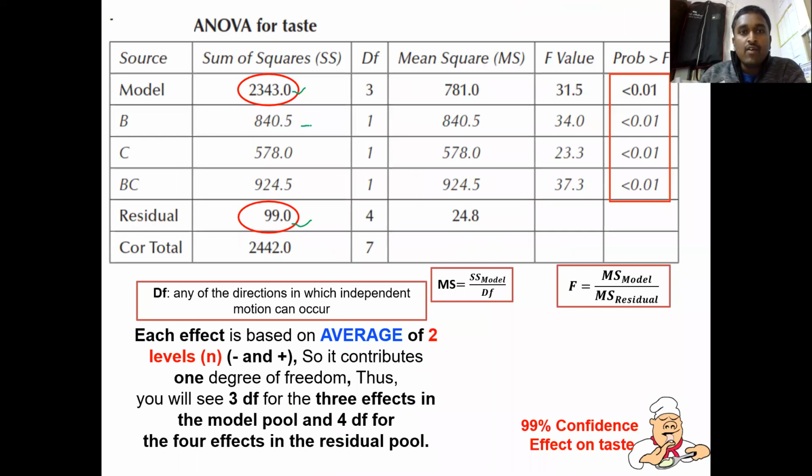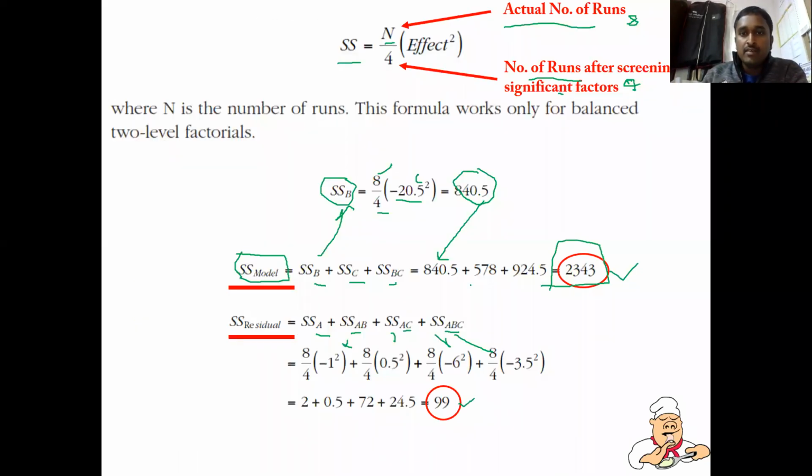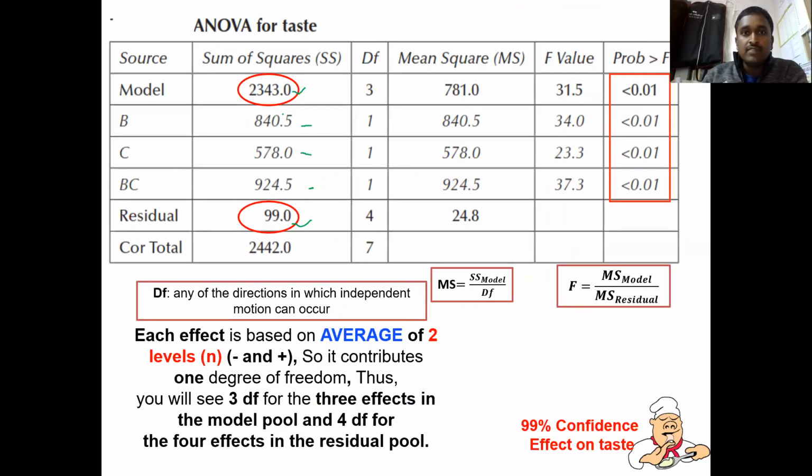And this we already got individually, B, C and BC separately here. Yes, sir. B, C, BC. Those values only they have written here. Right. So the degrees of freedom is nothing but n-1. We already know this. But here, each effect is based upon the average of two levels, one is minus and plus. So it contributes 1 degree of freedom. That is nothing but n-1. Right. 2 minus 1 is 1.